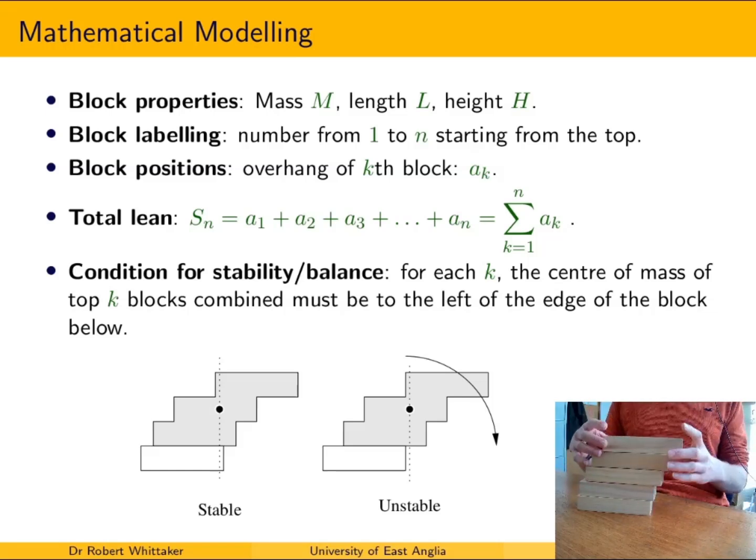Okay, so that's a bit about the mathematical modelling. There's still a little bit more work to do because we need to interpret this balance condition and work out what the Ak can be in order to get our final formula for the Sn, but it's at least a start, and we've now got some notation and some variables that we can work with.